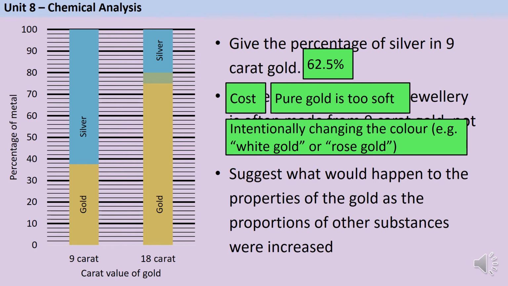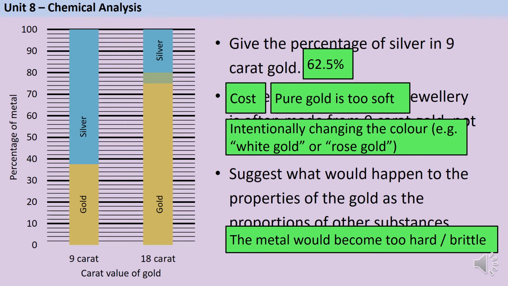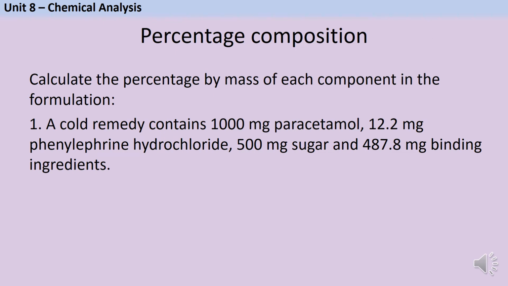Now, again, for the third part, we've got a suggest question. What would happen as we kept adding more and more of these other substances? Well, basically, the gold would get harder and harder, and then eventually it would become brittle, and it wouldn't be very good for anything. The final thing that we're going to look at in this video is percentage composition.